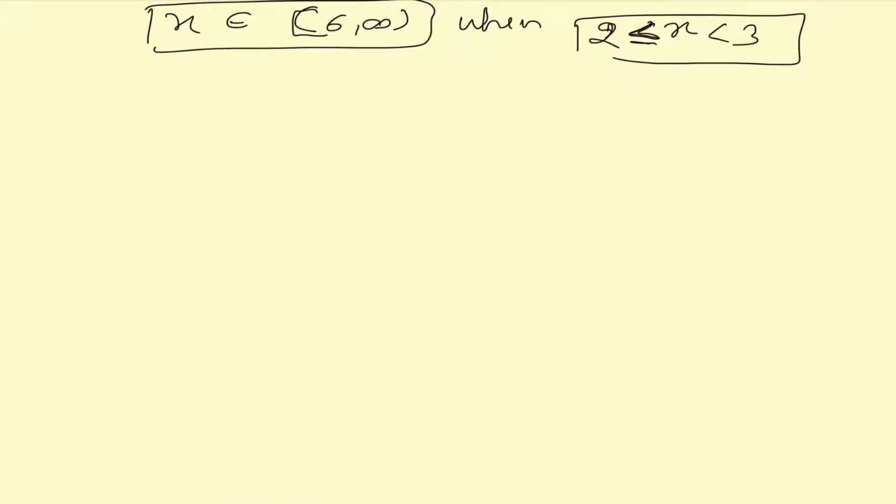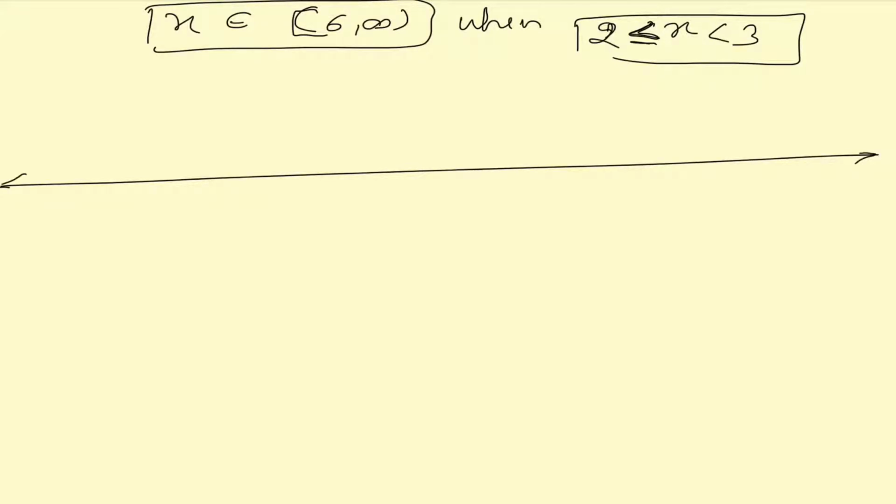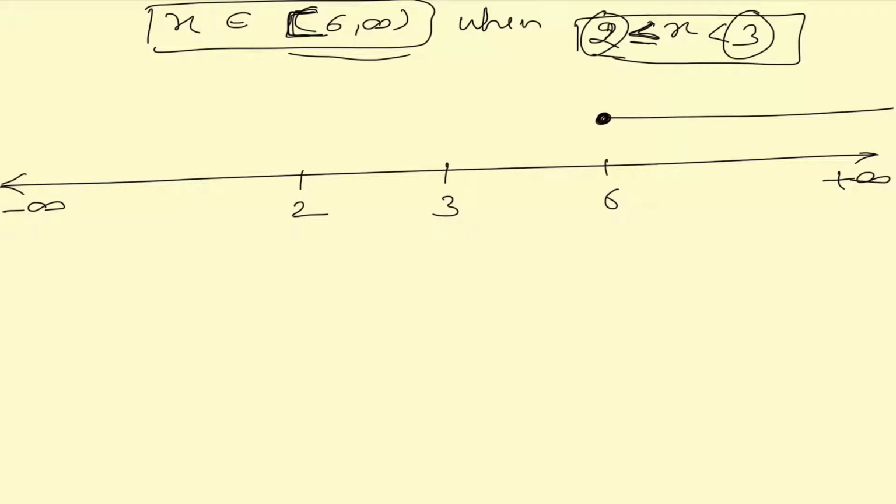So how can we take the intersection? By drawing a number line. 6 will be here somewhere, and 2 and 3 will be here somewhere. 6 to infinity means all the values from 6 to infinity, closed interval, so we need to include 6 also, that's why we are keeping a dot here. And 2 to 3 means all the values from 2 to 3. We include 2 because of greater than or equal to, but we cannot include 3.